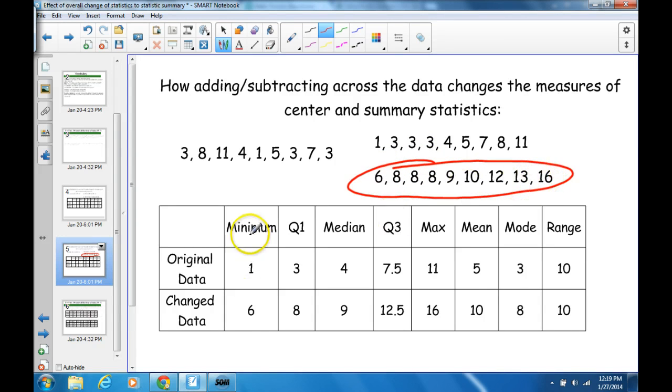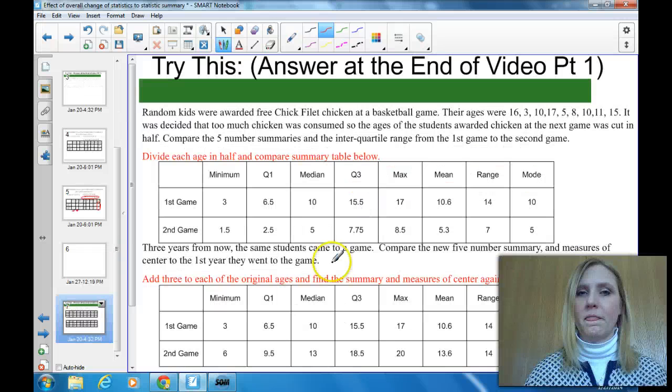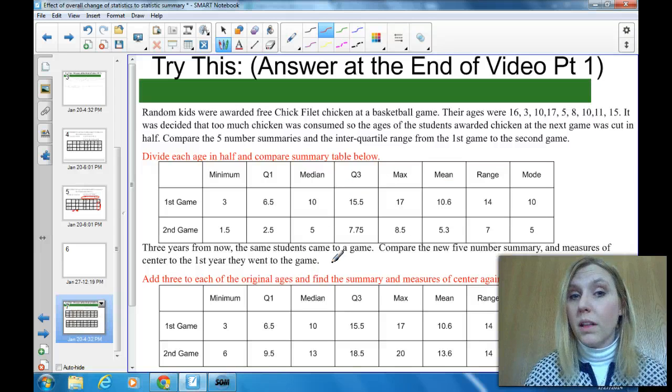And notice that the minimum is now 6, the maximum is 16. The median is now 9, and so on. The one thing that you really should notice is that on each one of these, 5 has been added to each value, just like the data points. But notice that the one value that did not change was the range. The range, because the maximum and the minimum both changed, the spread is still the same. It's still only 10.